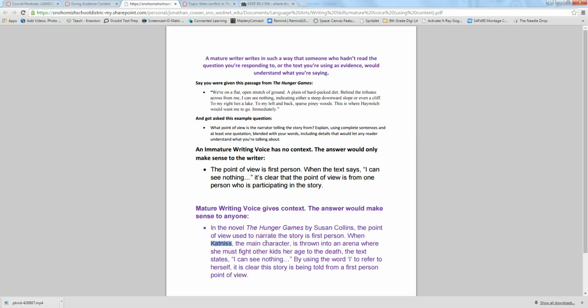So adding those little extra details to give context to your evidence is one of the biggest things you can do to add more of a mature voice to your writing. And that's what we're going to work on in this assignment. Okay?